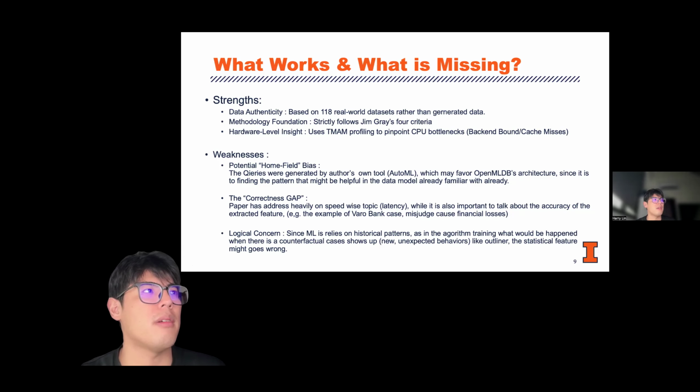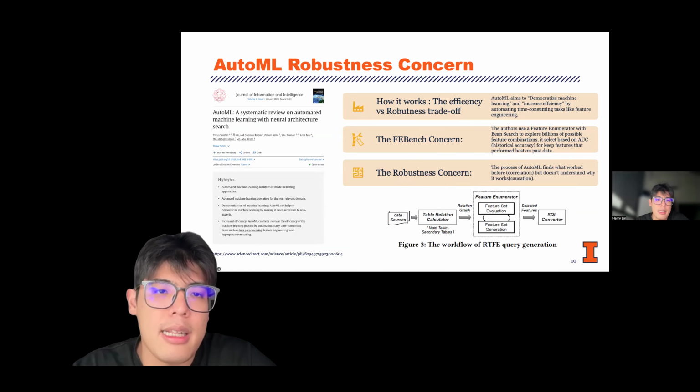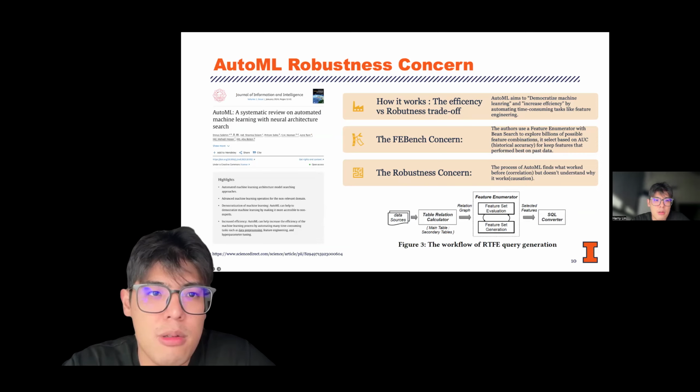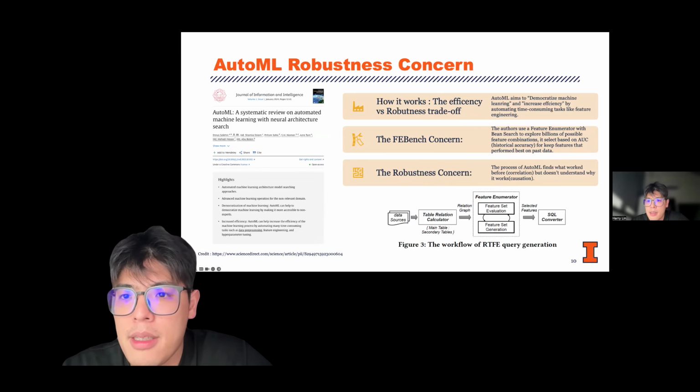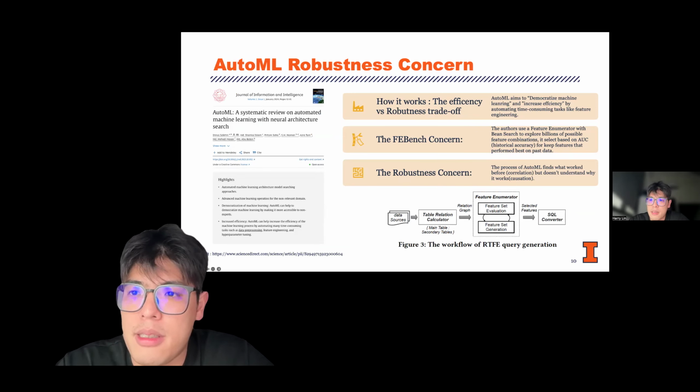So following that, I'm gonna talk about my concern. The AutoML robustness concern: I'm gonna talk about how it works and why it deserves concern. To understand the AutoML robustness concern, we need to understand how the test queries were made.